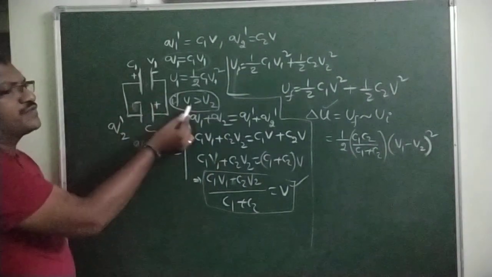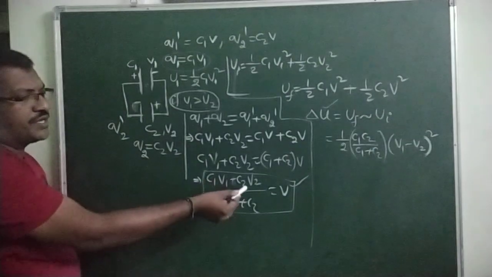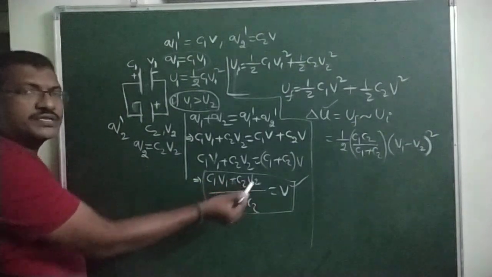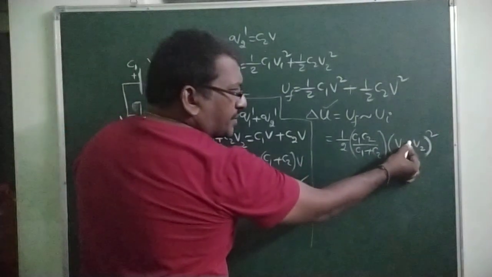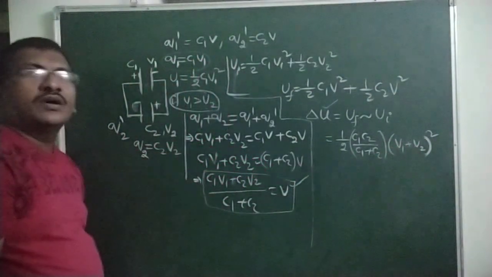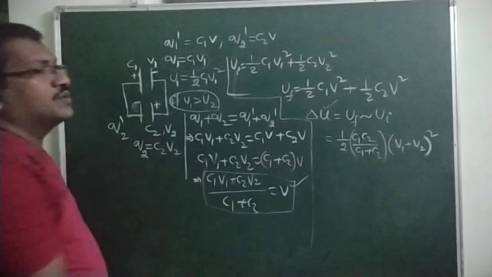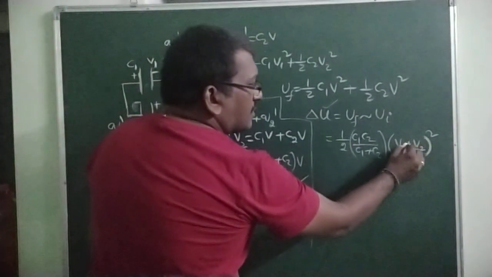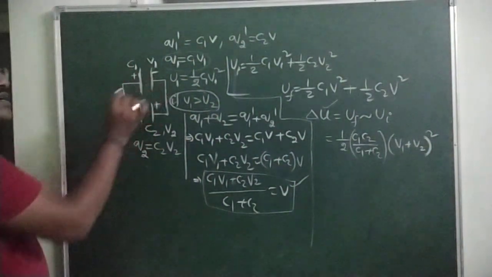Here also charge flows from the first capacitor to the second capacitor because V1 is greater than V2. That's why you get C1 V1 minus C2 V2. And what about the loss of energy? You get plus half C1 C2 by C1 plus C2 into V1 plus V2 whole square. So that is the loss of energy when the capacitors are connected.